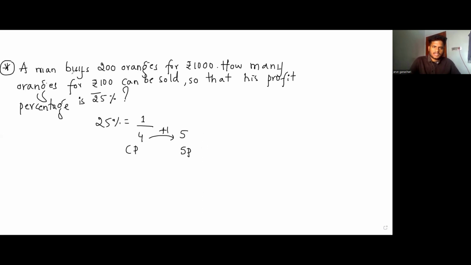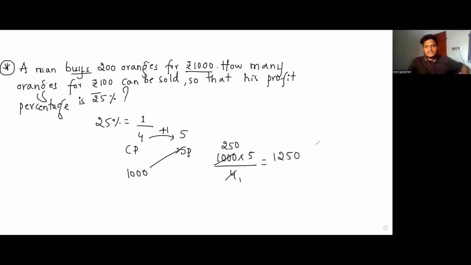Now they are saying he is buying for 1000 rupees. So if he is buying for 1000 rupees, then what will be his selling price? His selling price would have been 1000 into 5 divided by 4. That is 4 ones are 4, 250s are 250, 250 into 5 will be 1250. Getting this? Now for 1250, he has to sell how many? He has to sell 200 oranges.